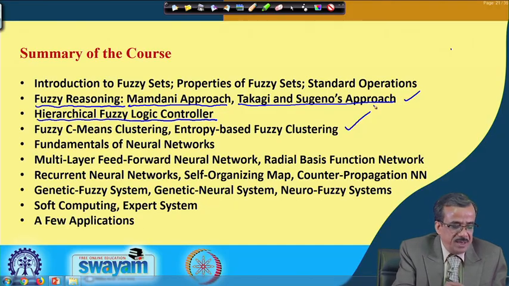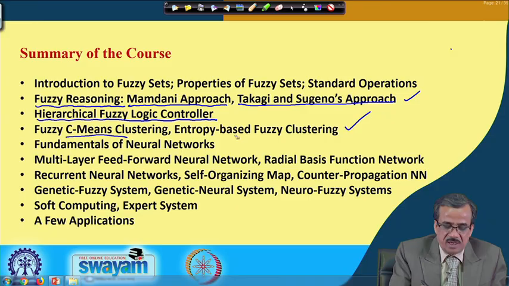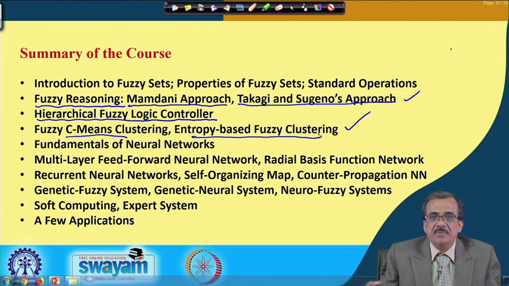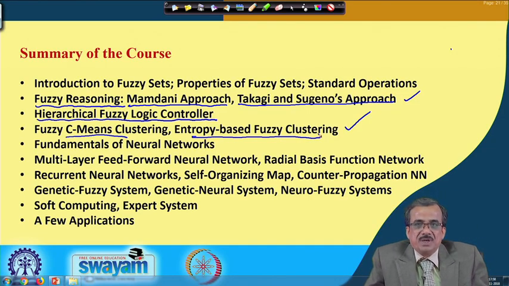Now, we compare fuzzy C-means clustering and entropy based clustering based on the quality of the clusters obtained. In fuzzy C-means clustering, there is a possibility that you will get very compact clusters, but we may not get very distinct clusters. On the other hand, in entropy based fuzzy clustering, we may not get very compact clusters, but you will get very distinct clusters.